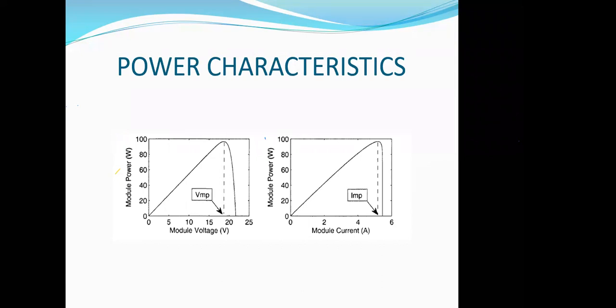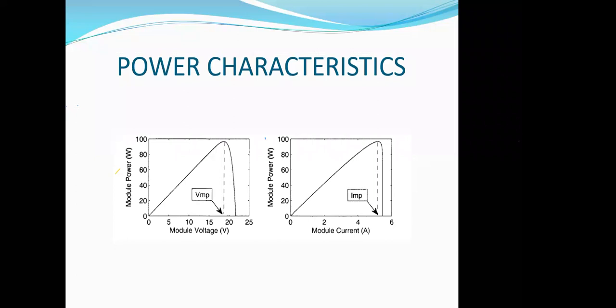Another method is the incremental conductance method. In this, we measure the slope, dP by dV. On this side, dP by dV will be greater than 0, and dP by dV will be less than 0, negative, on the other side. At the maximum power point, dP by dV will be equal to 0. So we can find the maximum power point accordingly.